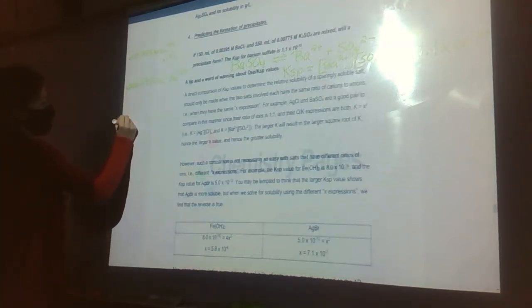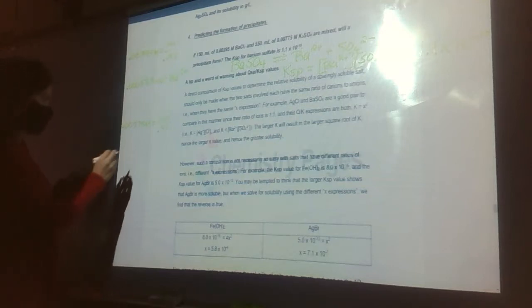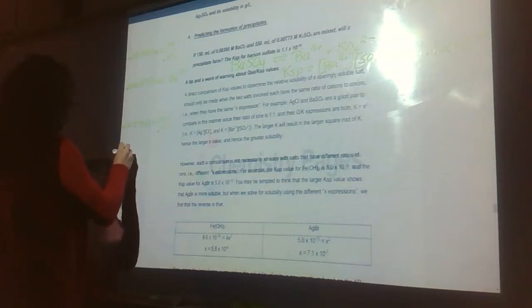Sulfate is 0.00775 molar over 550 milliliters, or 0.55 liters. That gives 0.00426 moles of sulfate.